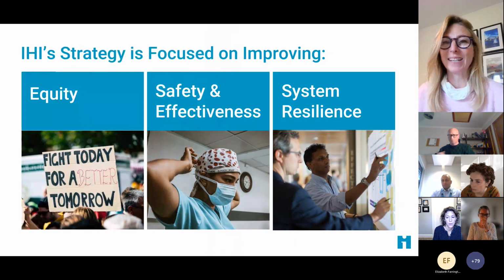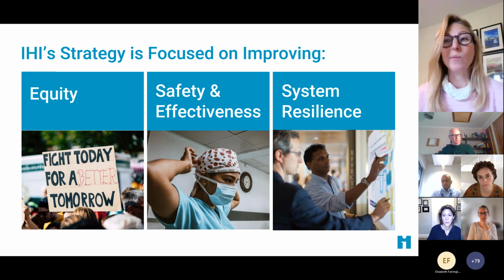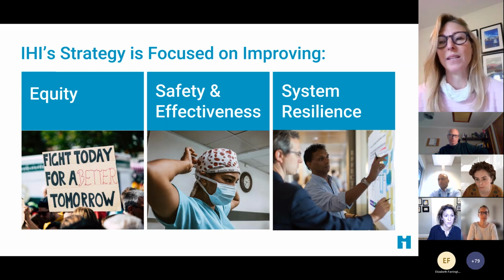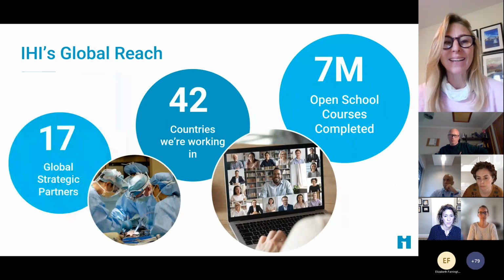IHI's strategy at the moment is focused on three things: equity, safety and effectiveness, and system resilience. And clearly equity is our focus here today. So IHI is looking to improve health equity everywhere across the world. We do this by working with people to develop a culture of equity across the range, with individuals, with organizations, with systems, and with communities, with the one core driving aim to close the equity gap in healthcare.